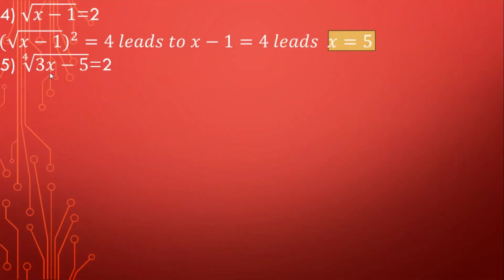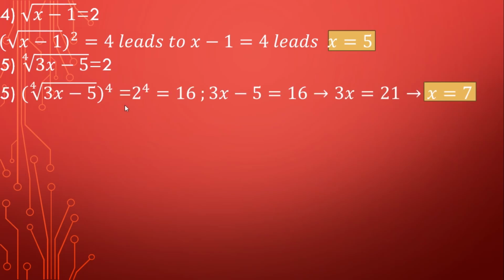Fourth radical of 3x minus 5 equals 2. So we raise to the power 4 both sides. Fourth radical of 3x minus 5 to the power 4, we got rid of the radical. We still have 3x minus 5. 2 to the power 4 is 16. 3x equals 16 plus 5 equals 21. X equals 21 over 3 equals 7.